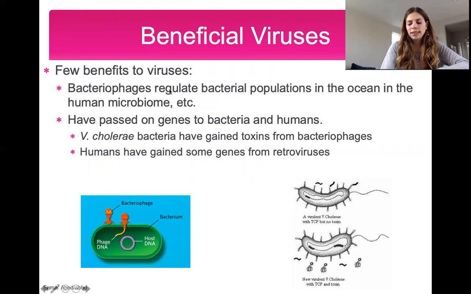Viruses have also passed on various genes to bacteria and humans. So a lot of bacteria have changed properties and gained genes that benefit them as bacteria from different viruses. They don't necessarily benefit us. A lot of times they make the bacteria more pathogenic, but for the bacteria, that's a great thing because it helps them live longer. And then humans have gained various genes from retroviruses. We'll learn about what retroviruses are later in regards to RNA and DNA.